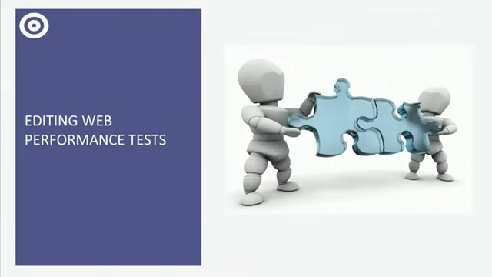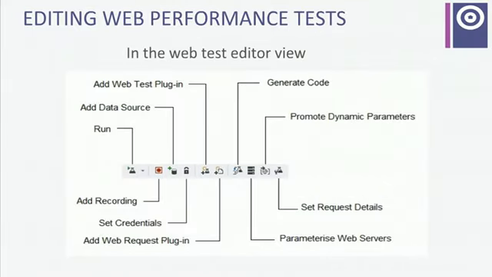Okay, so editing the performance test then, I can just give you a quick run through of what you have available. Once you have your test in place, there's quite a lot you can do to modify it to get it to do exactly what you want to do. You've already seen the run button. This is the menu across the top of the screen that you've seen. So you've already seen the run drop down. You can debug through that as well, and the add recording button.